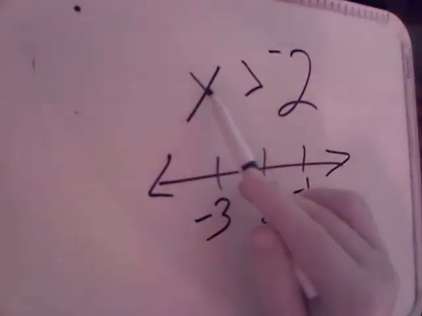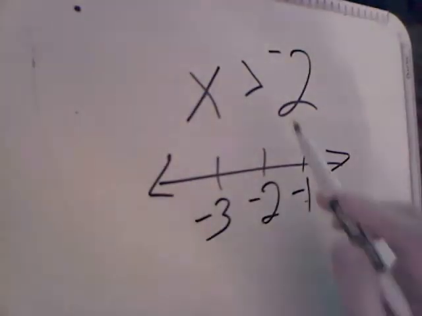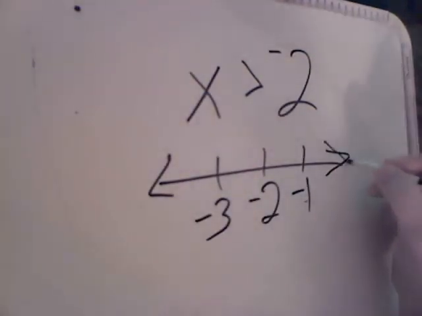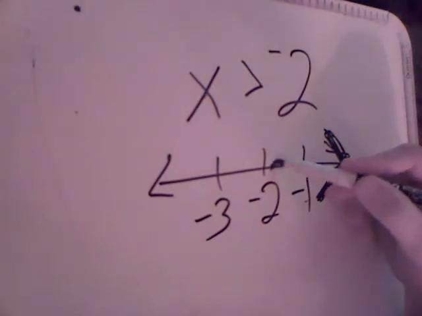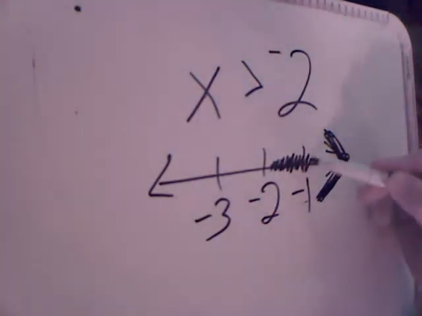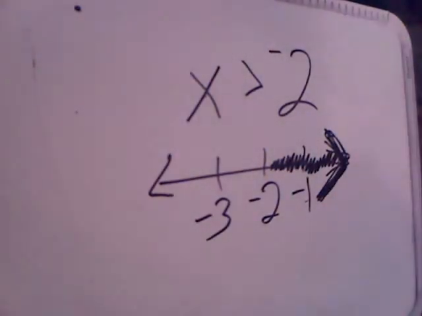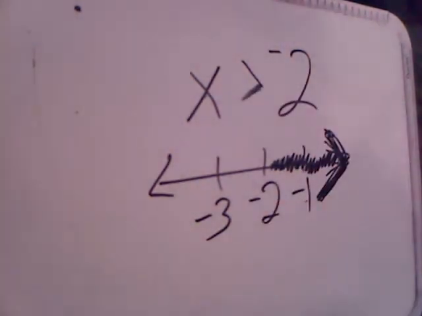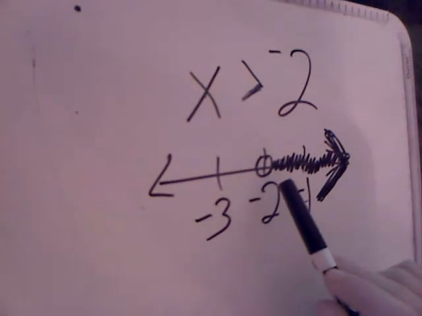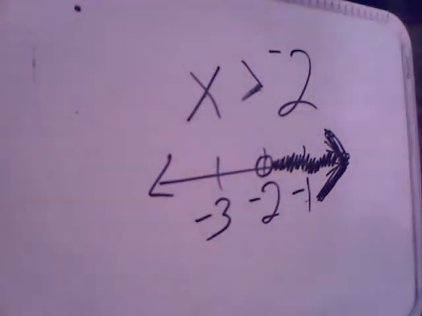Now, because the variable is on the left, we can just follow the direction of this arrow. So we're going to be shading in this way. I want everything that's bigger than -2. But we're not talking about -2 because this just says greater than. So we're going to put an open circle on -2 to show that we're not talking about -2, we're talking about everything that's above it.